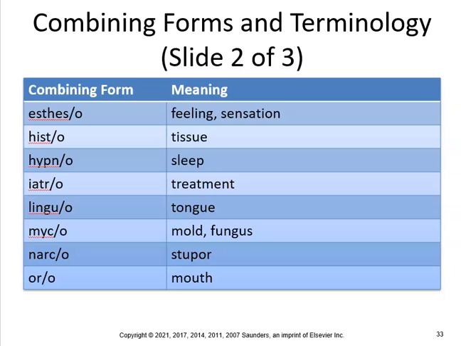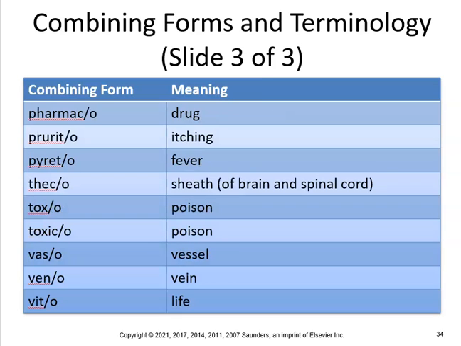Oral, mouth, and then pharmaco, drug, pharmacology. Pruit, itching, so pruritus. Antipyretic, pertaining to an agent that acts to relieve itching. But pyretic is fever, so antipyretic, which would be Tylenol, pertaining to an agent that acts to relieve fever. Thake is a sheath of the brain and spinal cord, so intrathecal, pertaining to within the sheath of the membranes, intrathecal. Tox, poison, toxic, toxicology, toxic, poison.